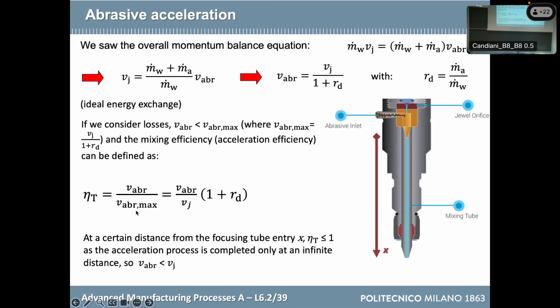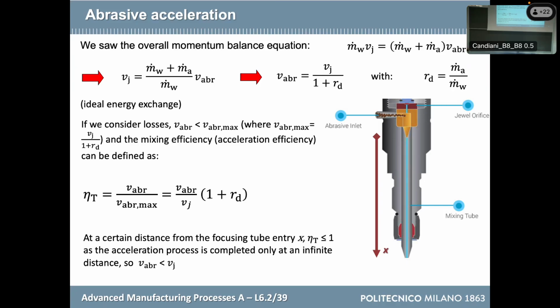Because the length of the focuser is, let's say, a compromise. On the one hand, it is better if it is longer, because the longer it is, the higher will be the exchange of momentum, because there is more time and more possibility for the water to increase the velocity of the jet. So asymptotically, they will achieve the same velocity, but only asymptotically.